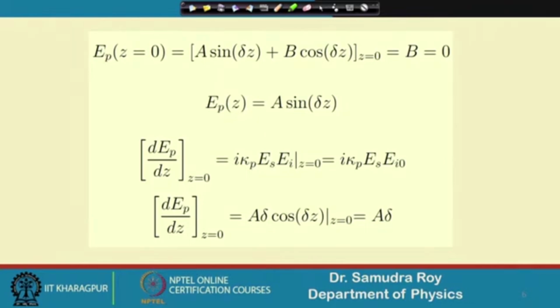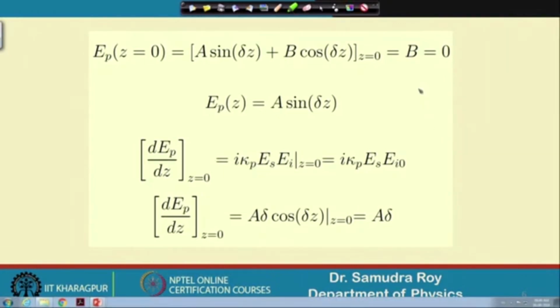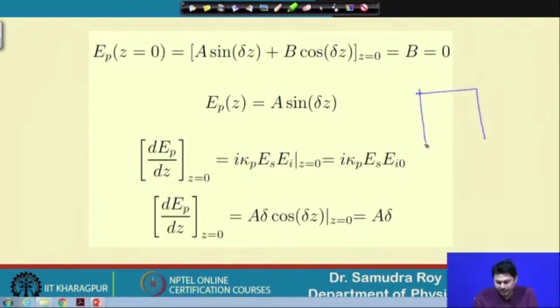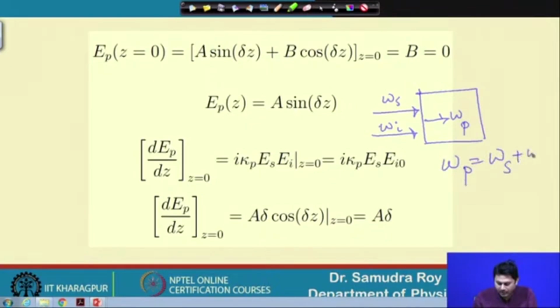So, E_p at z equal to 0, that we need to consider to find out the boundary condition, and the structure is something like this. If you remember, I launch a signal with omega_s, I launch an idler with omega_i, and omega_p is generated with the condition that omega_p is equal to omega_s plus omega_i.